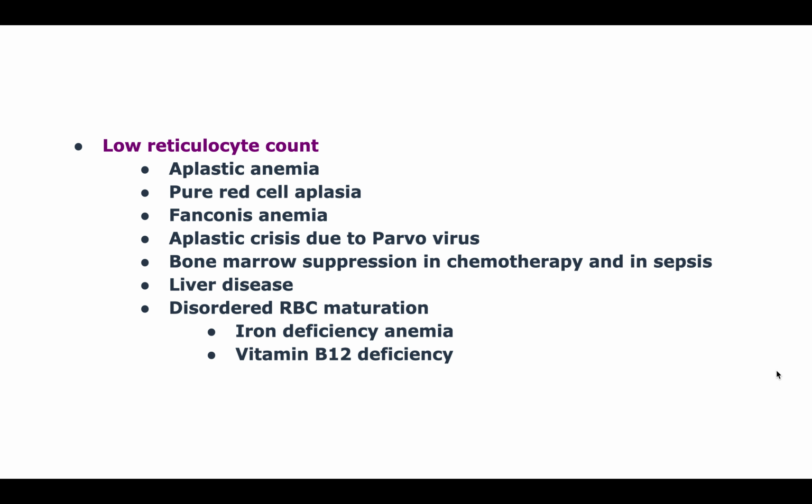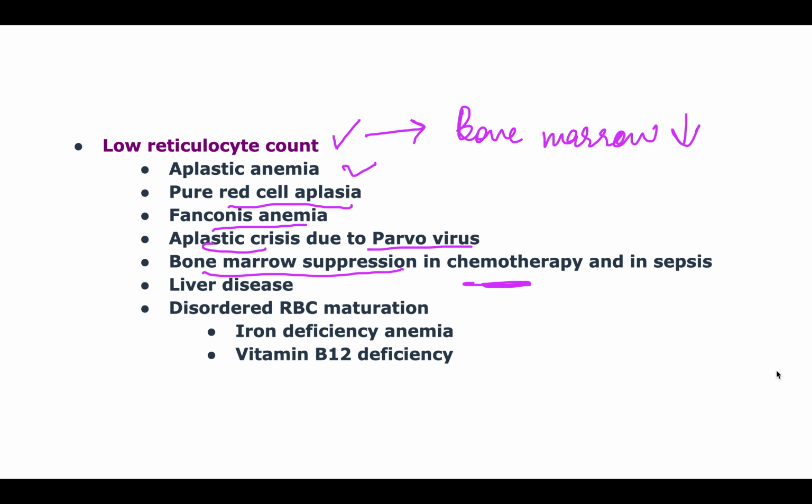Now what are the causes of low reticulocyte count? A low reticulocyte count will happen only when the bone marrow is not functioning properly, that is, is depressed. So in all aplasias: aplastic anemia, pure red cell aplasia, Fanconi's anemia, aplastic crisis due to parvovirus, and even bone marrow suppression after chemotherapy, all of this will lead to a low reticulocyte count. Even when there is very severe iron deficiency anemia and vitamin B12 deficiency, then also the retic count falls.